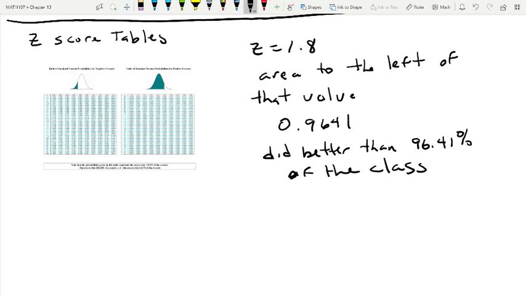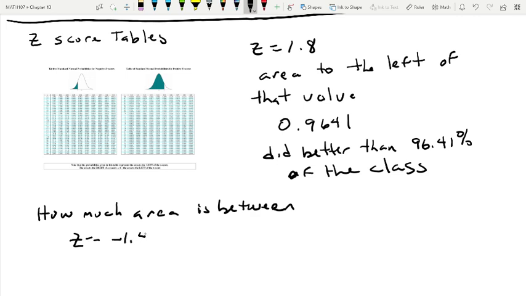But again, given a z-score, another question you get is how much area is between z equal to negative 1.42 and z equal to 1.05.